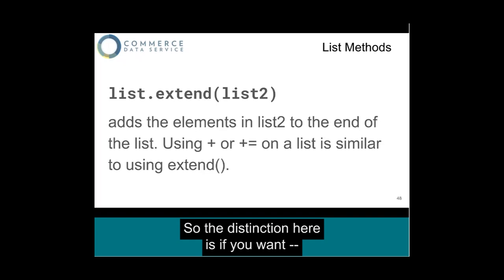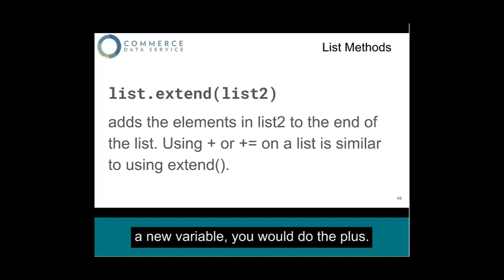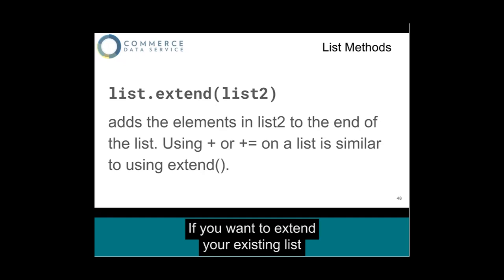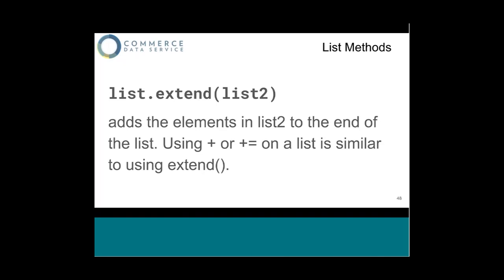So the distinction here is if you're trying to define a new list, a new variable, you would do the plus. If you want to extend your existing list with some new series of elements, you would do the extend method.